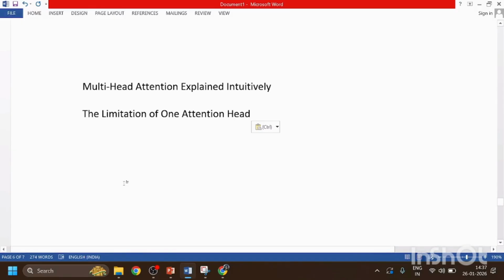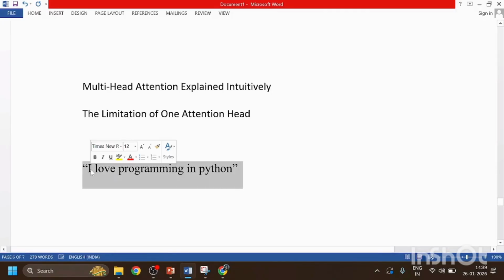So in the sentence, I love programming in Python, one relationship is subject to verb. Another is activity to tool. One head cannot capture all of this well.